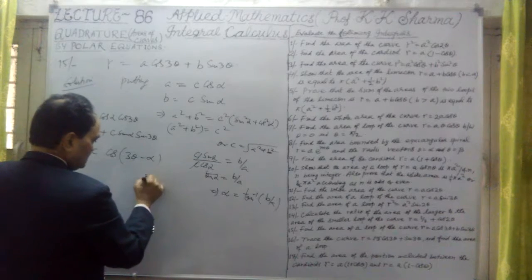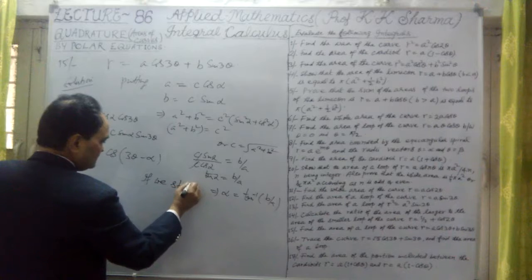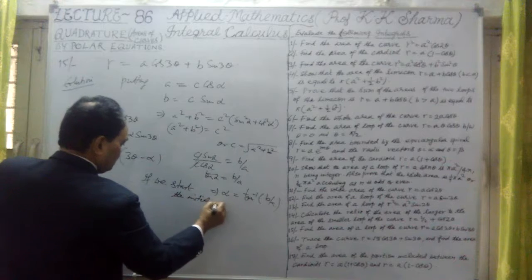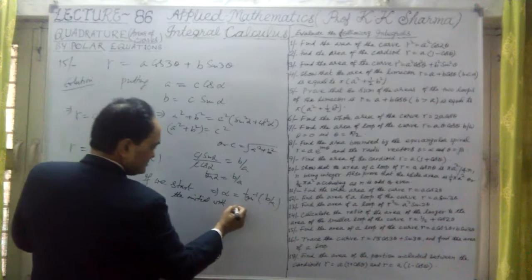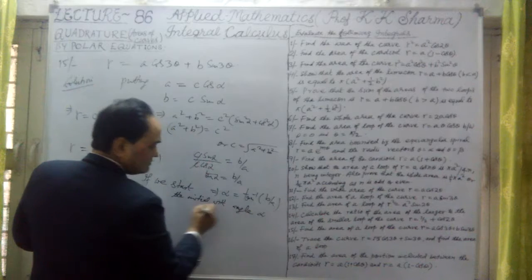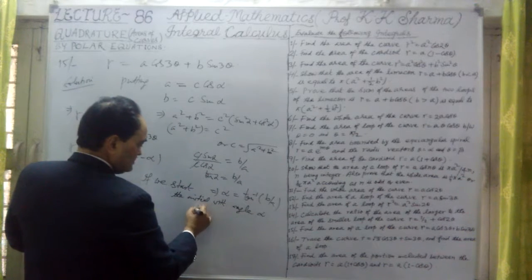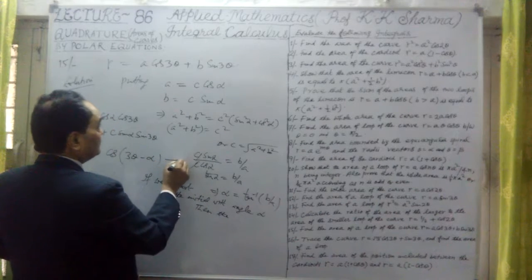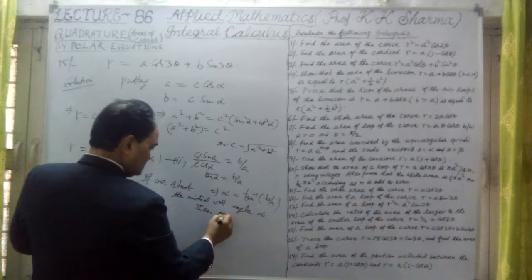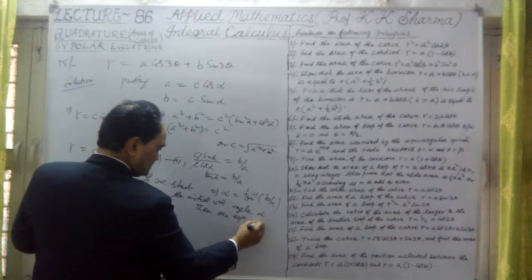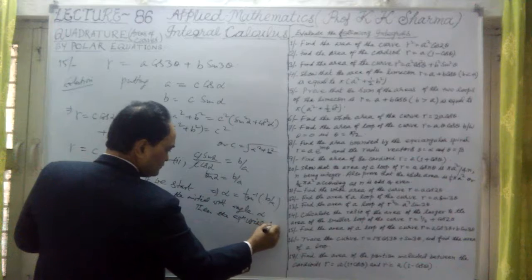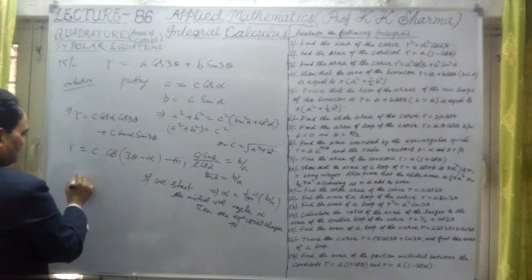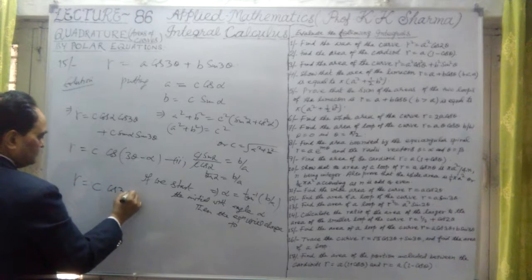If we start the initial line with angle alpha, then this equation will change to r is equal to C cos 3 theta.